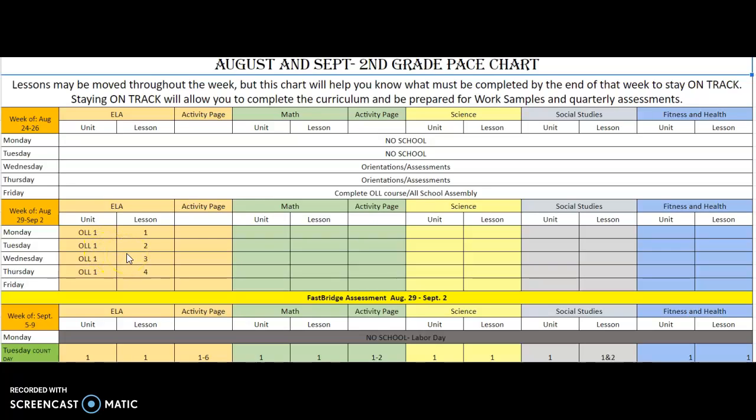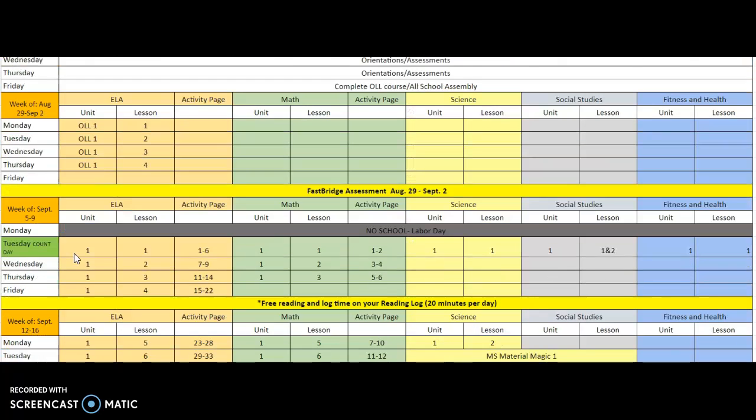We will have homeroom on Monday, Tuesday, Wednesday, and Thursday of this week. But as you can see, there are no other lessons due. So if you can't get the online learning course done on Friday, you can definitely work on them through next week. Okay, nitty gritty.